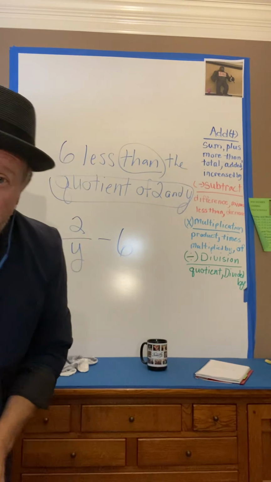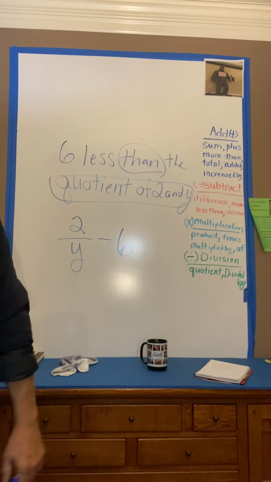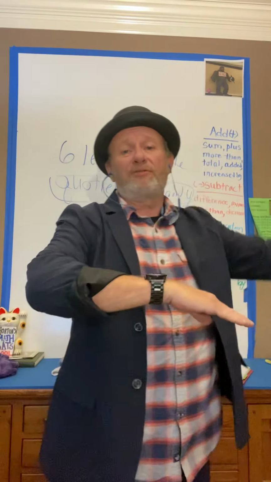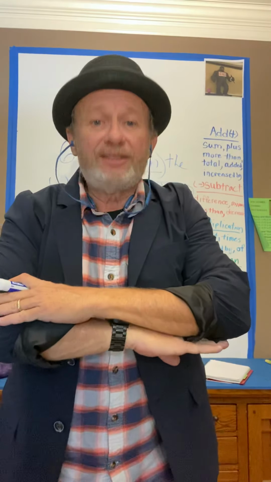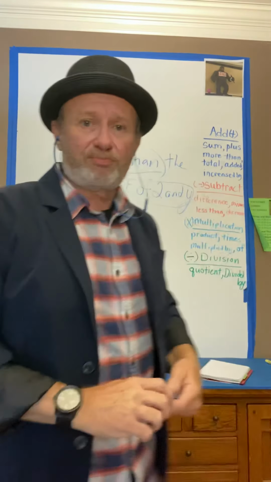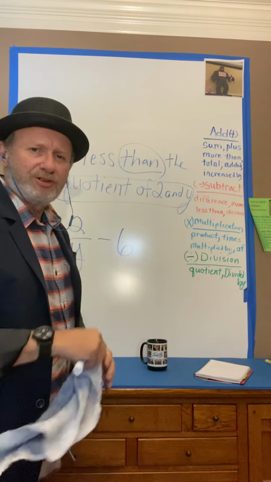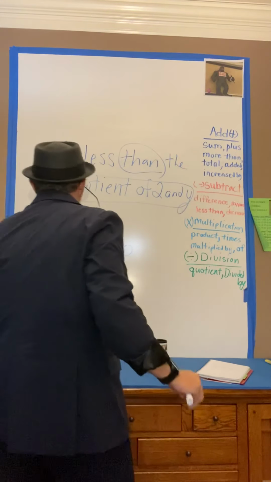See how it works? One more time. Whenever you see the word than, what's on the back goes to the front. What's on the front goes to the back. Then you write your equation or your expression. In this case, it's an expression because there's no equal sign.